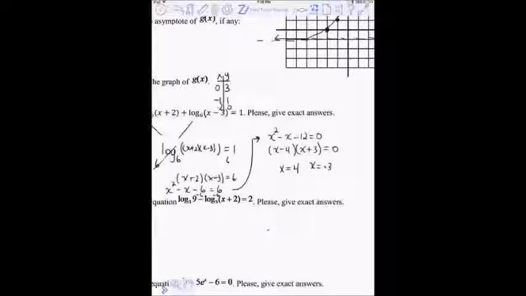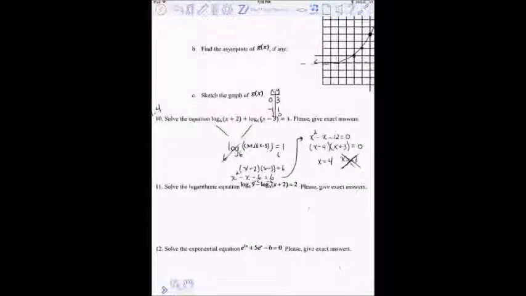x equals -3. But the problem with -3 is if I were to plug a -3 in for this x up here, then you would have -3 minus 3, which is -6. You can't take the logarithm of negative values. So -3 is what's called extraneous. It's an extraneous solution.